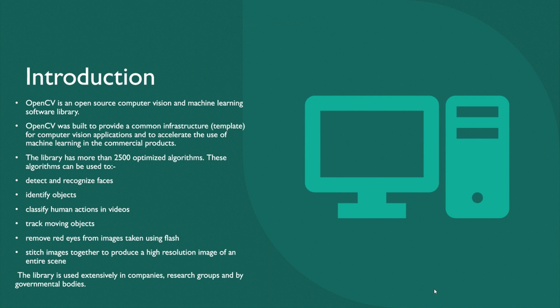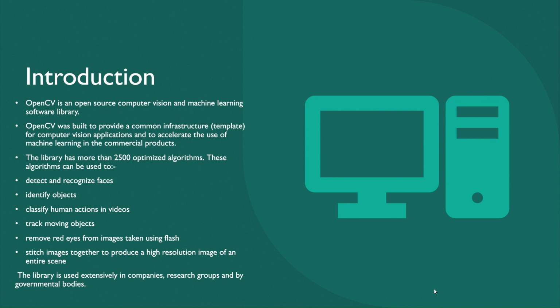Introduction. OpenCV is an open source computer vision and machine learning software library. OpenCV was built to provide a common infrastructure, meaning a template, for computer vision applications and to accelerate the use of machine learning in commercial projects.